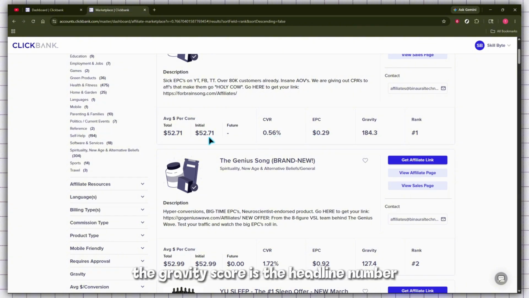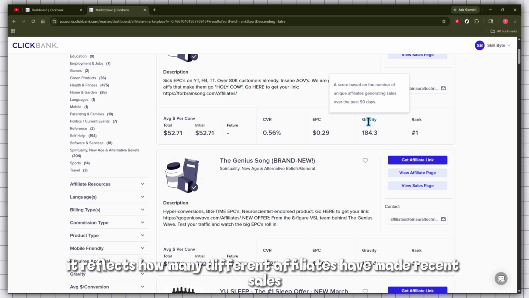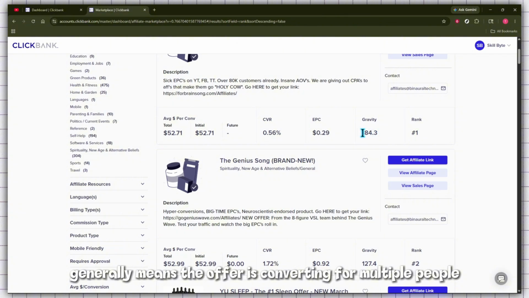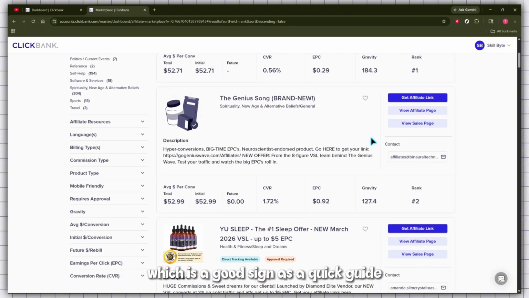The gravity score is the headline number and the most important one to understand. It reflects how many different affiliates have made recent sales for that product. A higher gravity generally means the offer is converting for multiple people, which is a good sign.